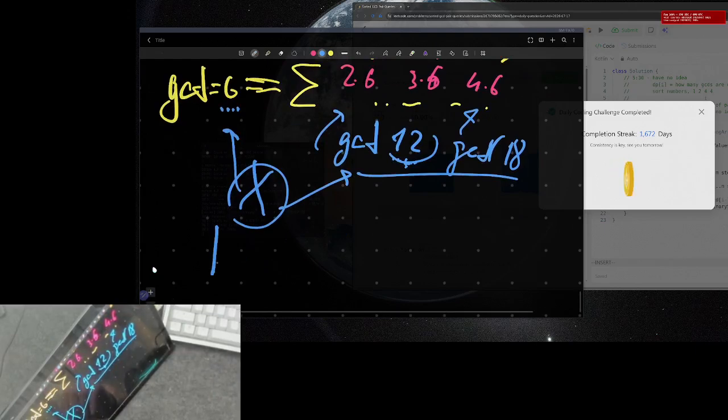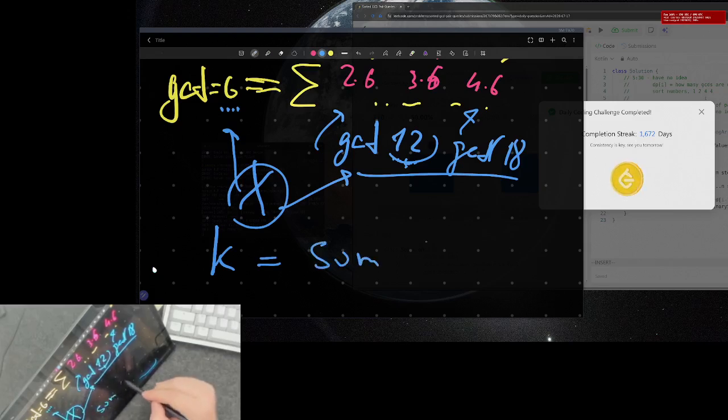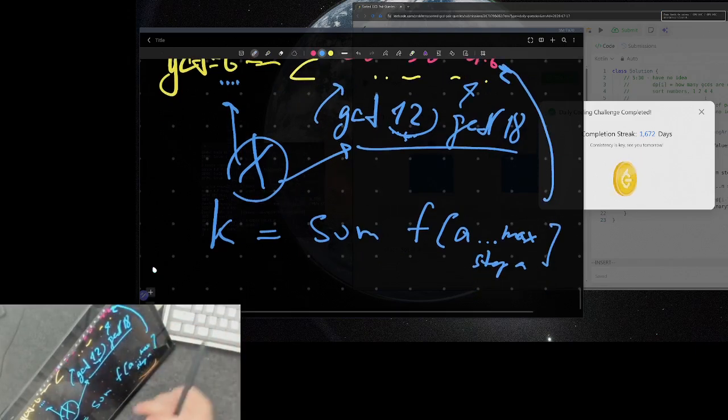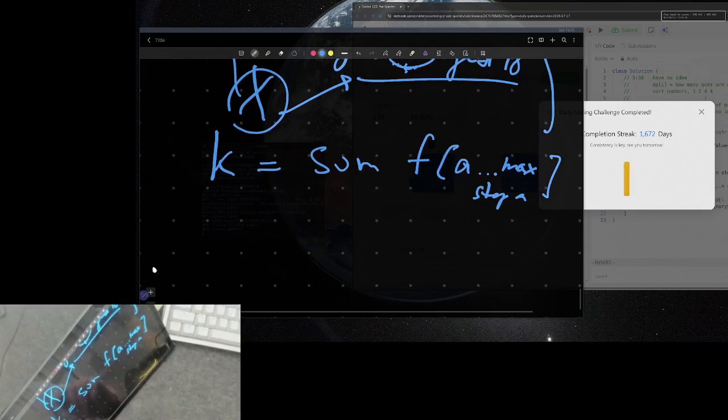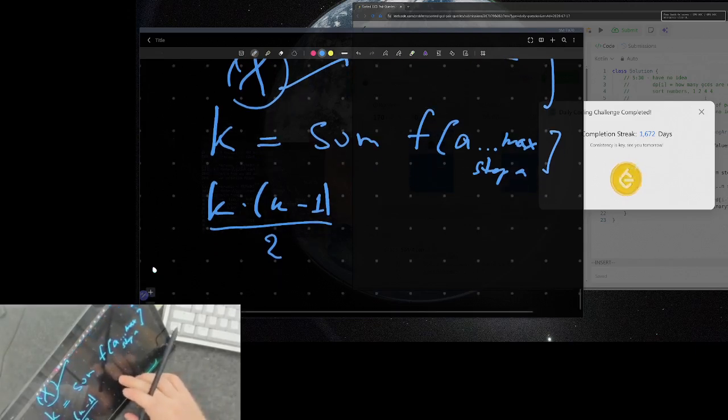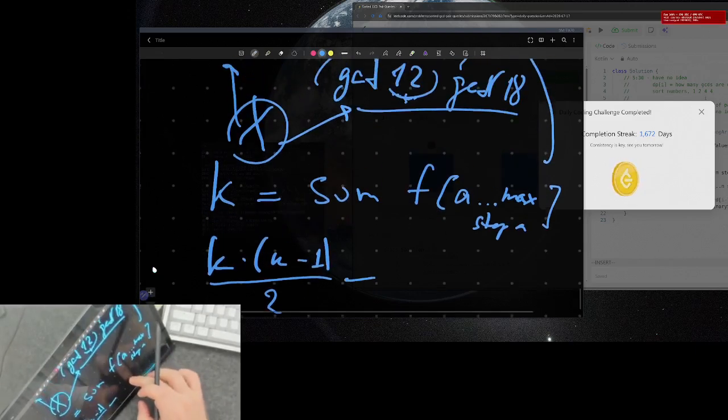And that means if k is the sum of the frequencies of all numbers in multipliers, from a up to the maximum with step a, this is just the row for this sequence. Then the number of pairs is k times (k minus 1) divided by 2. And after that we're doing exclusion.